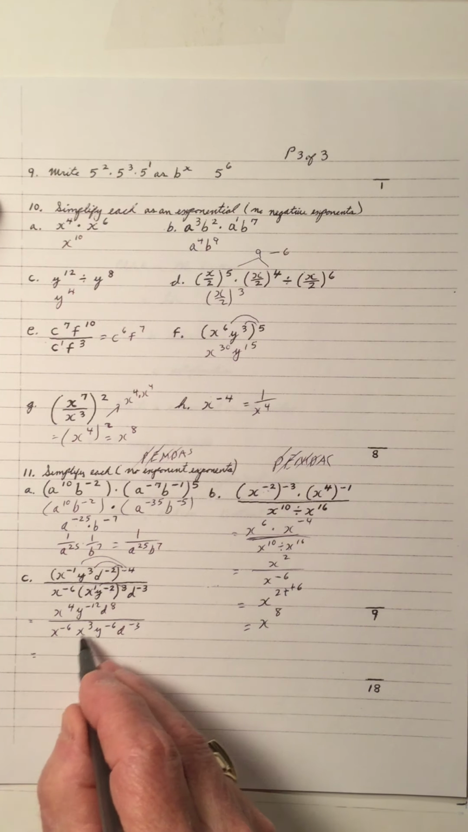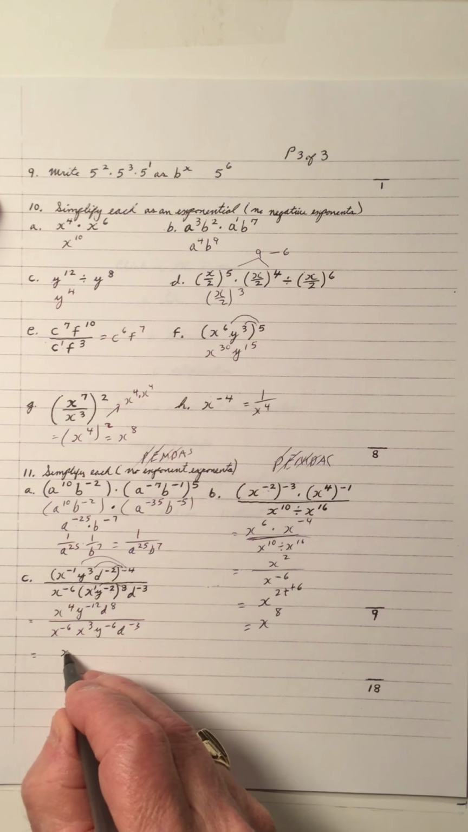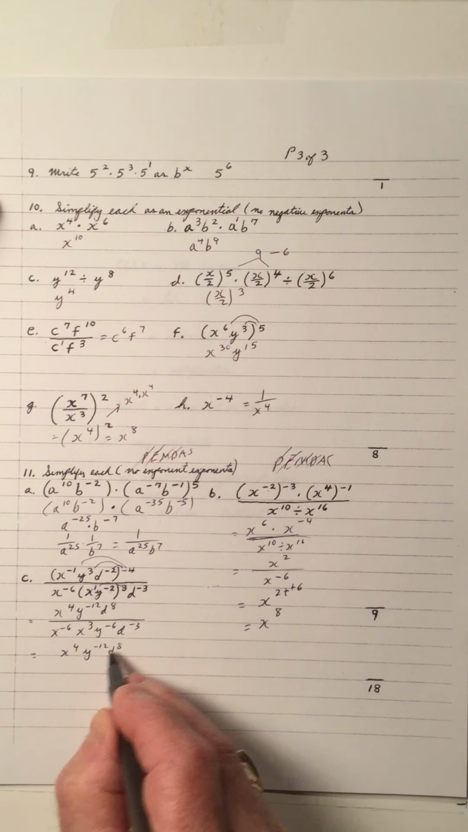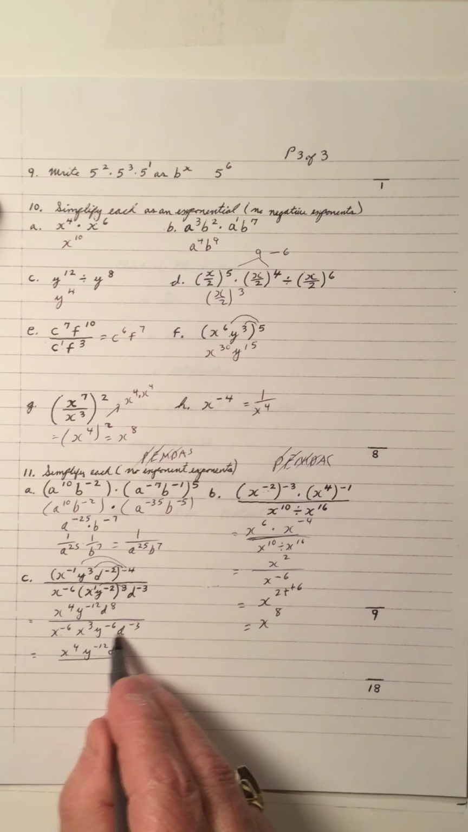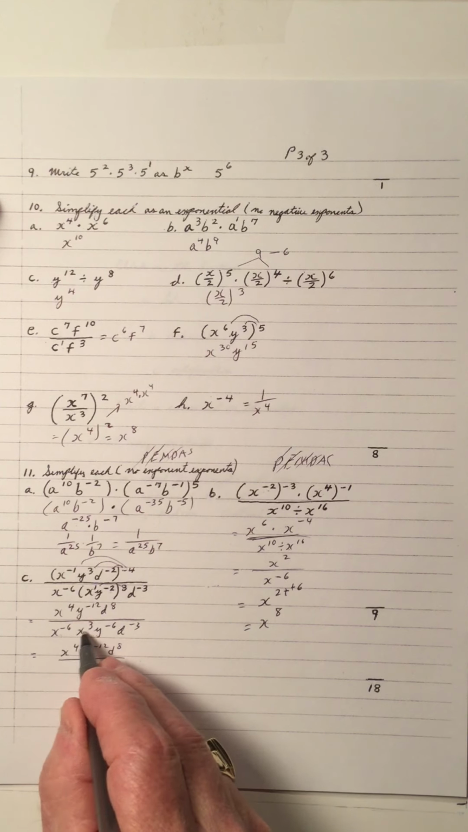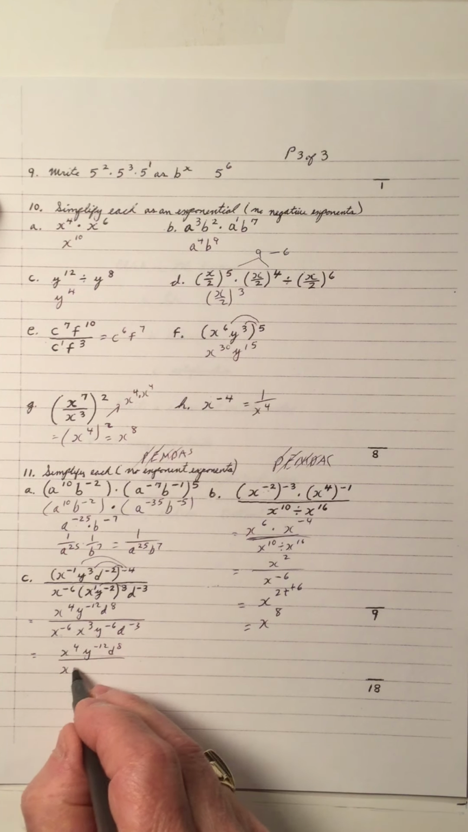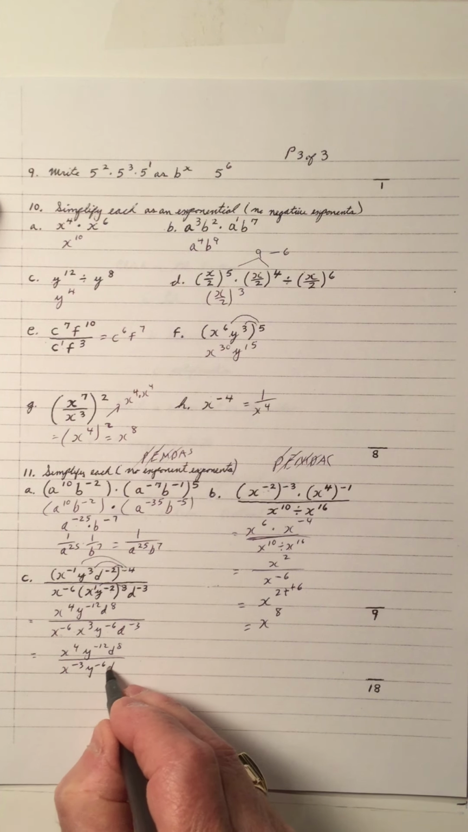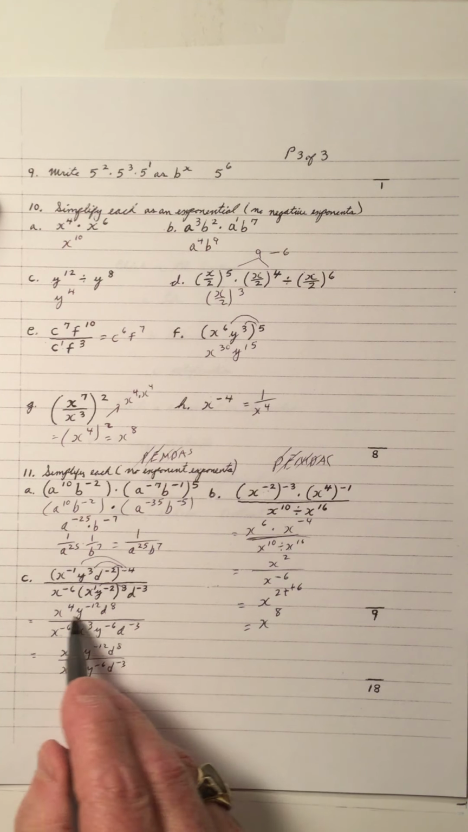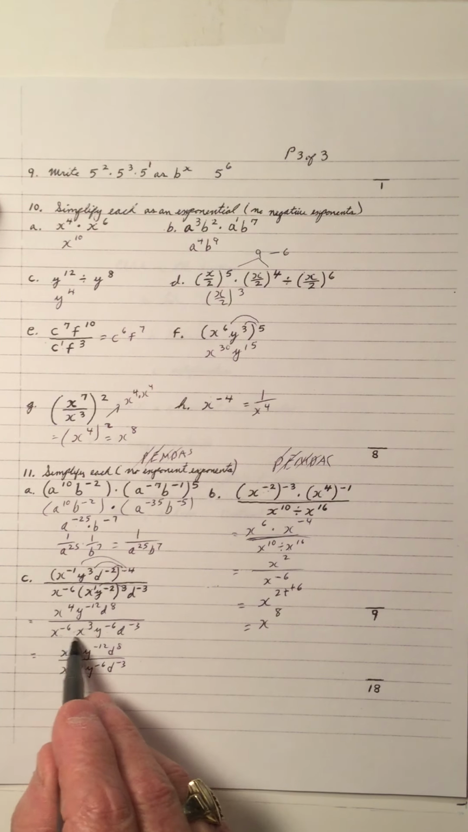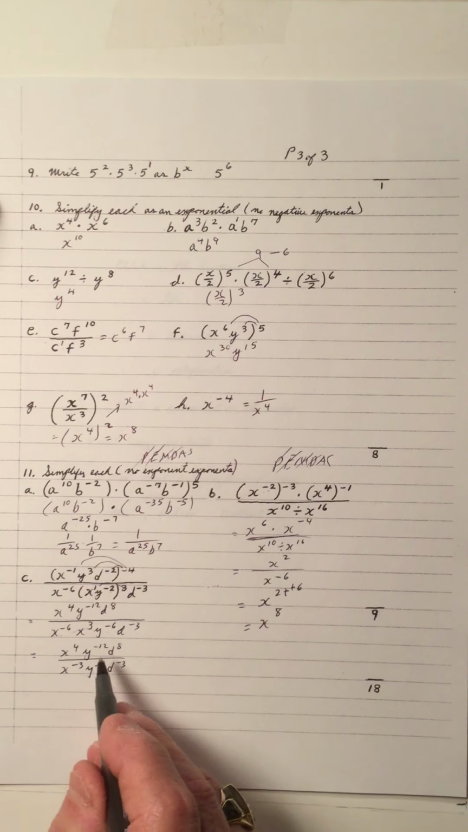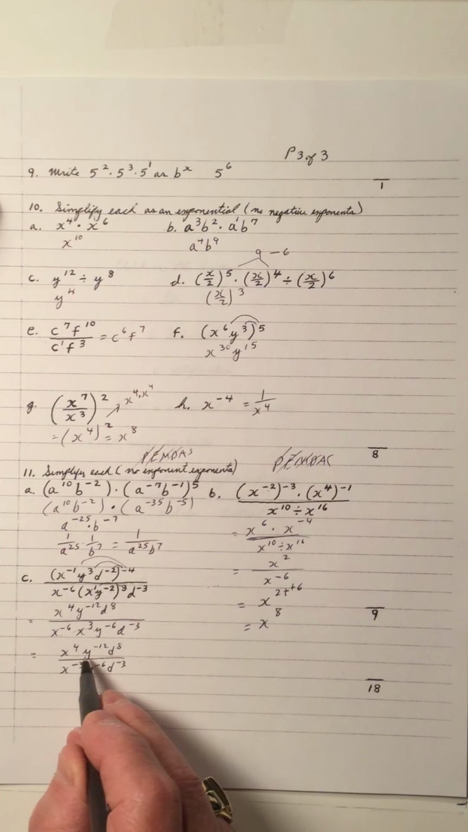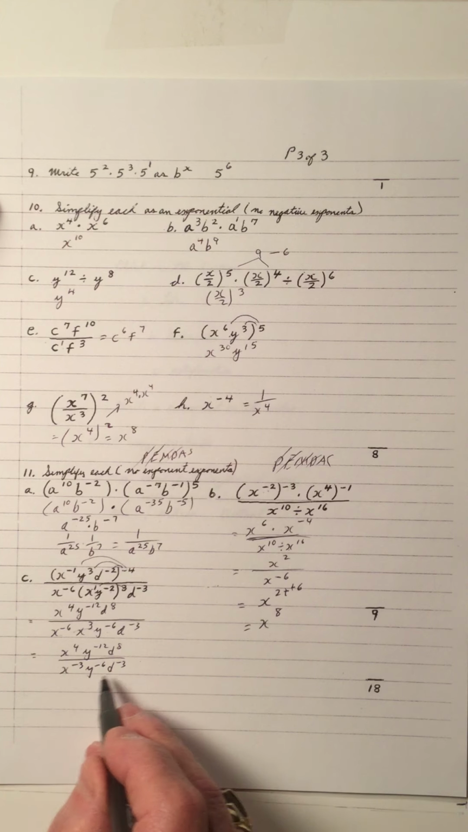So the top only has an x and a y and a d. The bottom has two x's. So when I multiply, I add. So that's x to the negative 3, y to the 6, d to the negative 3. So I simplify these two x's here to make it now. The numerator has 1 x, 1 y, 1 d. The bottom has 1 x, 1 y, 1 d.